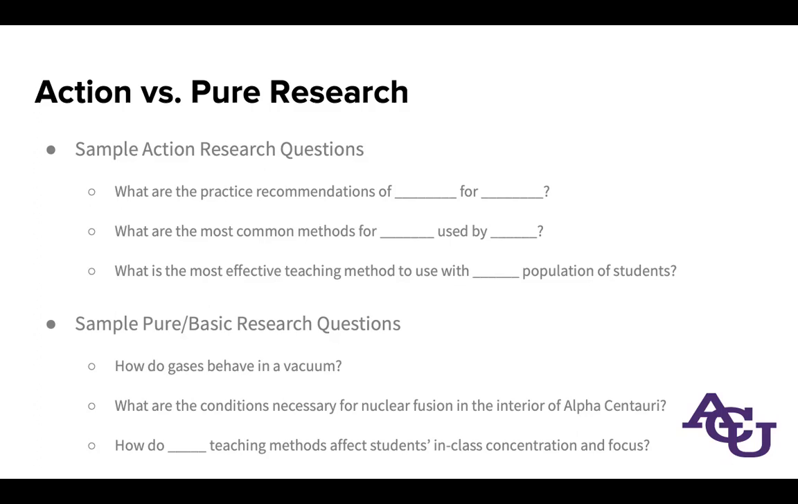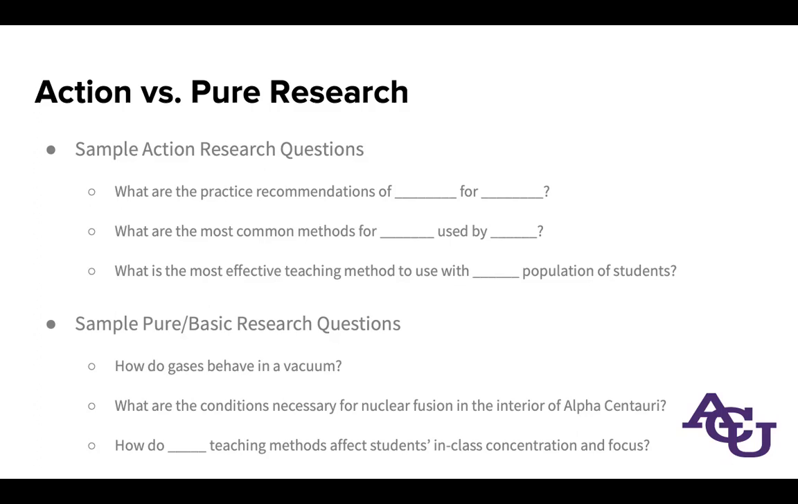Similarly, if you're just investigating, well, how do these teaching methods affect students' in class concentration and focus? That's not asking the question, is this more effective than something else? It's saying, well, let's find out what's going on first. And then often the next step would be to say, okay, well, based on that understanding, let's formulate an action question that we can do in the next study. So pure or basic research often precedes action research.